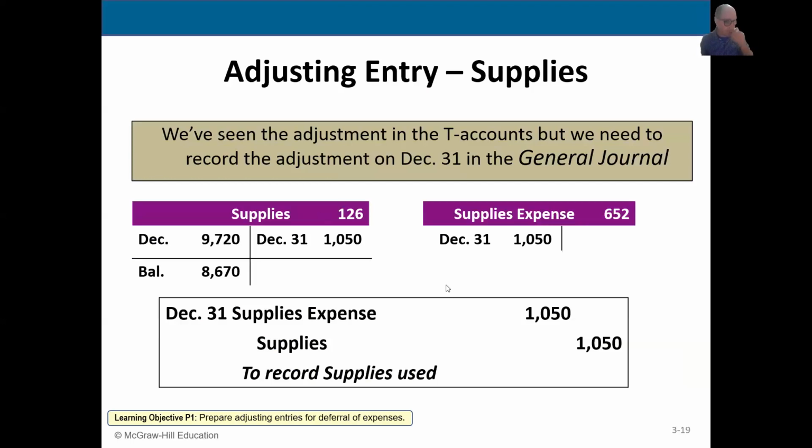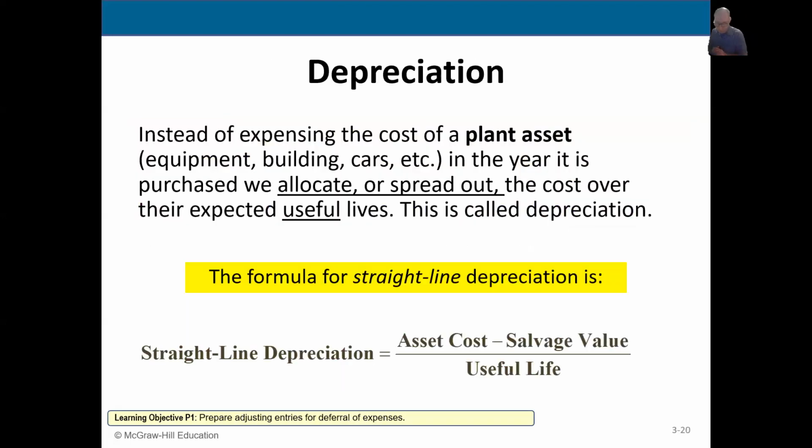Here's the next thing I'm going to show you. It's a little bit more complex, but I'm going to show you in a very easy to understand method. It is called depreciation. Depreciation is the process of allocating the cost of fixed assets like property, plant, and equipment over its useful life.